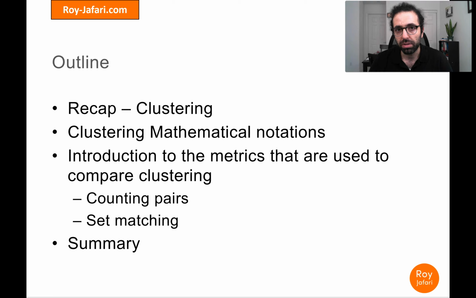Alright, so during the course of this video, after some very quick recap about clustering, we are going to learn about the mathematical notations of clusterings, and that is going to help us understand how we could have metrics that are meant to compare clusterings for us. There are going to be two types of metrics, counting pairs and set matching, and we're going to see what the differences are and what some of the famous metrics are for each of these two types of ways that you can go about comparing your clusterings. And in the end, I will wrap up the video with a summary.